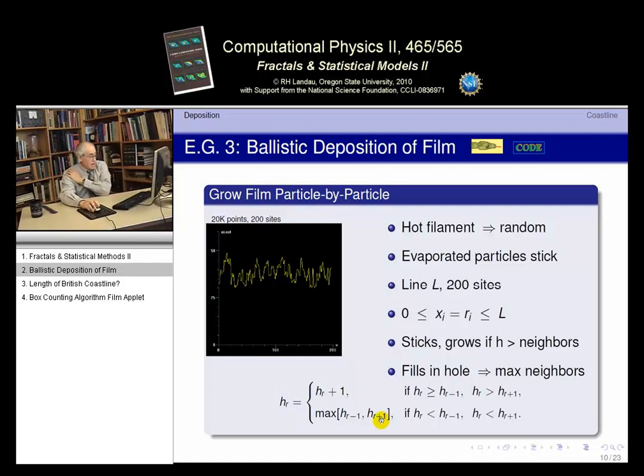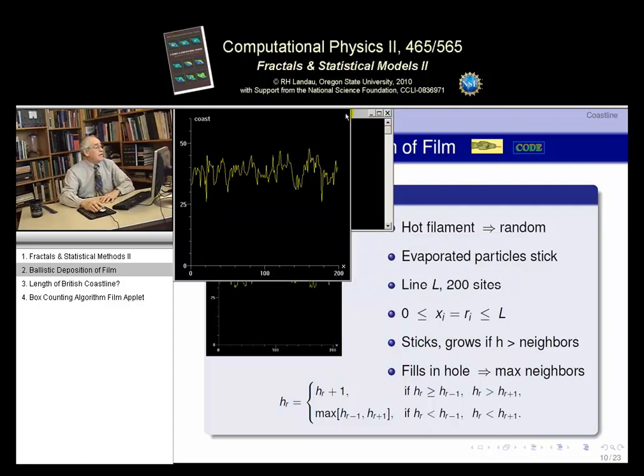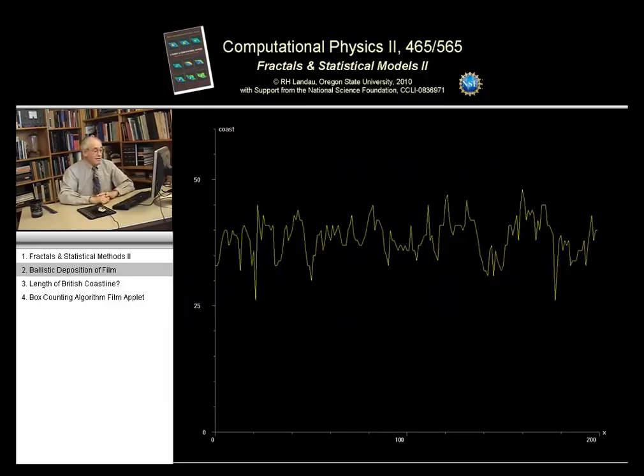So the algorithm here says pick a random number r, any place between 0 and L, and then the new height will be the old height plus 1 if the new height is greater than either of its neighbors, so it's going to grow. Okay? If there's a hole there, if h, the height where the particle lands, is smaller than its neighbors, then just fill in the hole. Okay? Simple algorithm. And if we run the code here, so here will be the Python version of the code. We'll let it run. And it actually ran. It was just so quick you don't see anything.